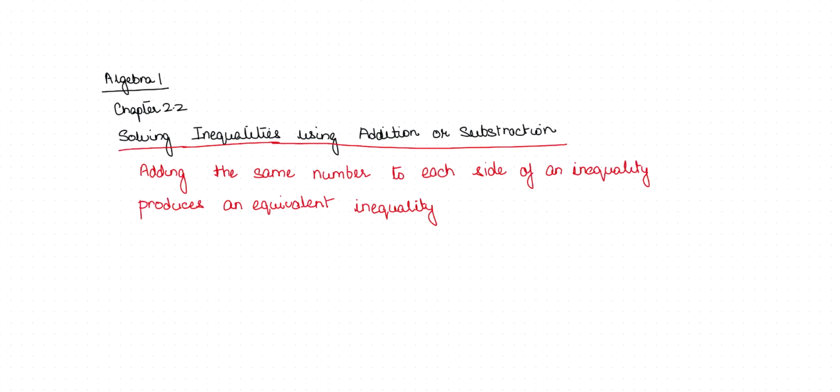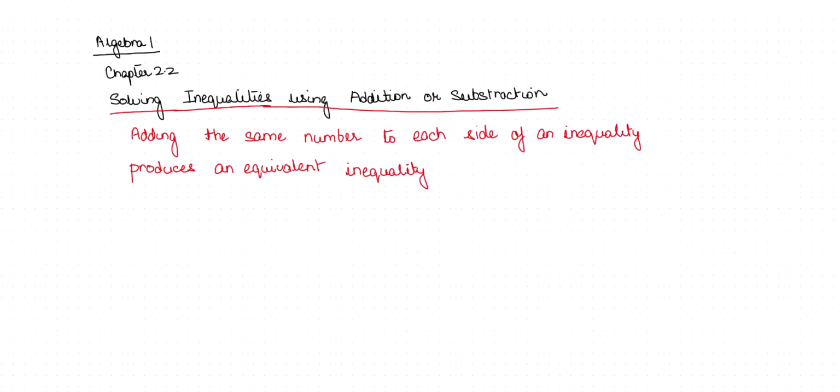This is Algebra 1, Chapter 2.2, solving inequalities using addition and/or subtraction. Adding the same number to each side of an inequality produces an equivalent inequality. Like if A is greater than B, then if we add C, A plus C will be greater than B plus C.